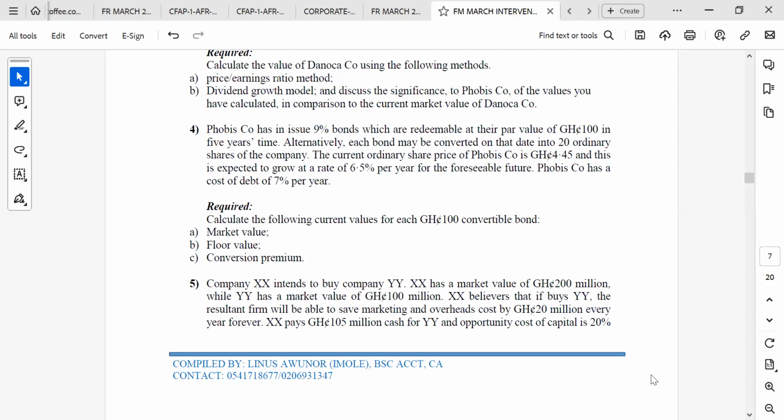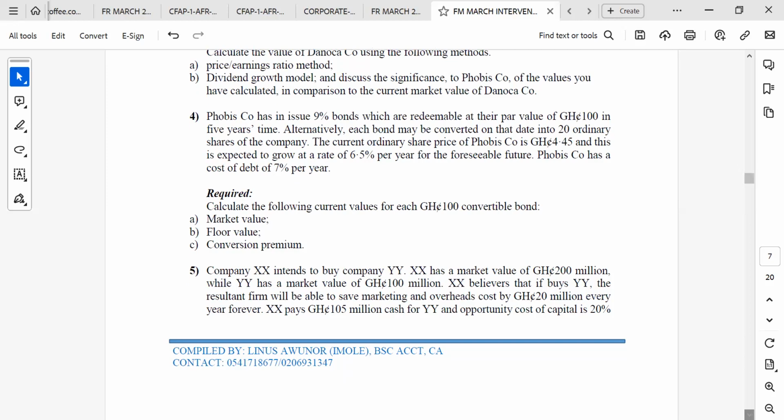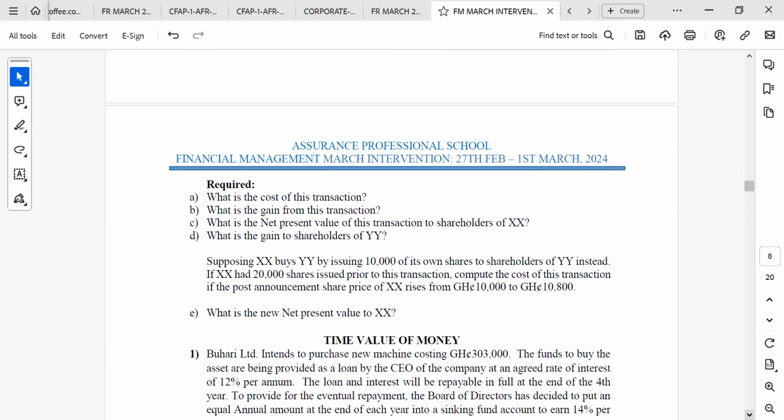Required: A, calculate the cost of this transaction. B, what is the gain from this transaction? C, what is the net present value of this transaction to shareholders of XX? Then D, what is the gain to shareholders of YY?